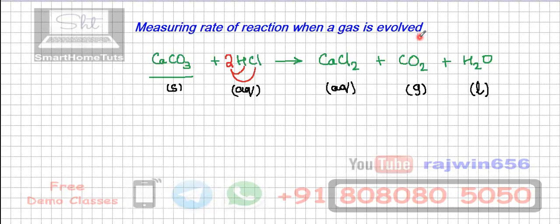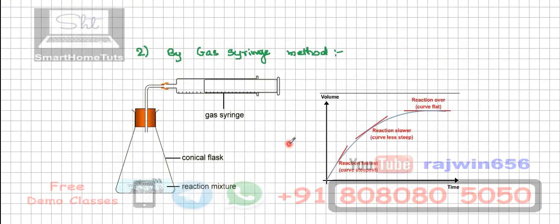Now how are we going to measure the rate of reaction? There are basically going to be 2 methods by which we are going to determine the rate of reaction. The first method that we are going to consider over here is the gas syringe method. So this is the diagram that we are considering for the gas syringe method. You can see here the experimental arrangement of the apparatus. This is a conical flask. This is the reaction mixture.